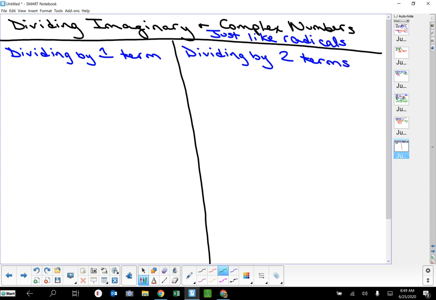So here's what that looked like when we did radicals. We had something like 3 over rad 7. Do you remember what we did with that? Because you couldn't have a radical in your denominator, right? How did we deal with that to get rid of that radical?